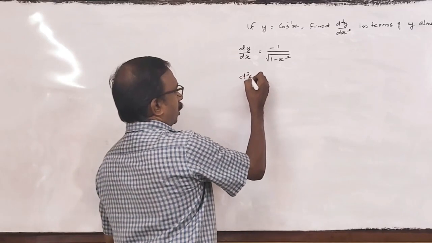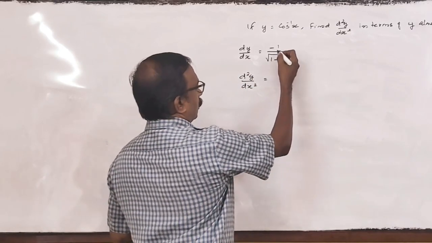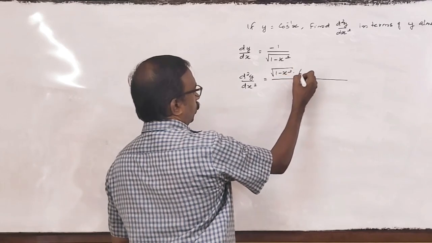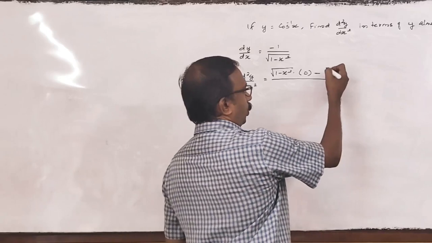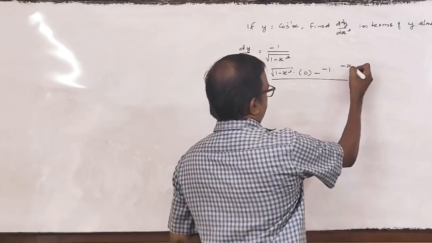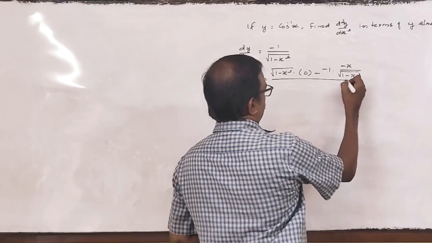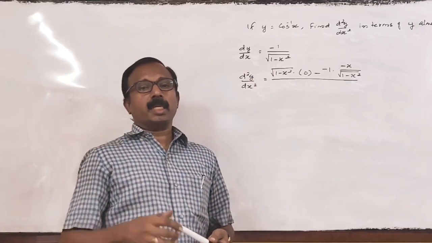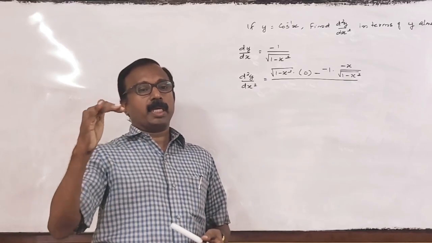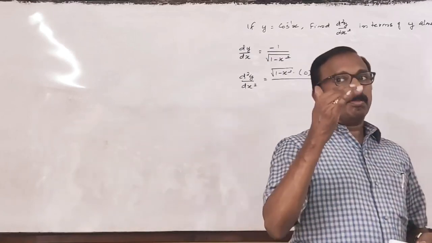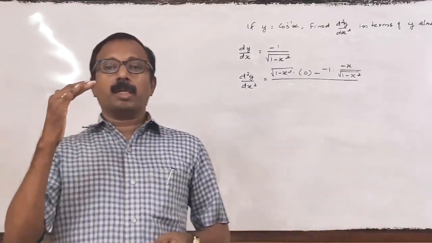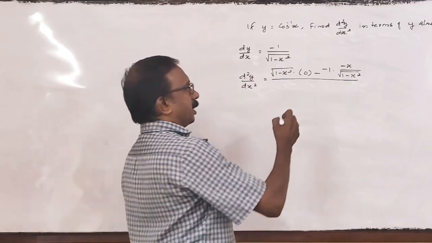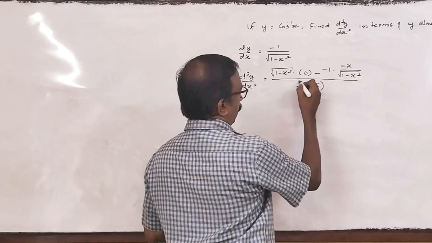So d square y by dx square is equal to minus, by the u by v form, root of 1 minus x square into 0 minus minus 1 into the derivative of root of 1 minus x square, which is minus x by root of 1 minus x square, all over root of 1 minus x square the whole square. Remember by heart: the derivative of root of 1 minus x square is minus x by root of 1 minus x square.